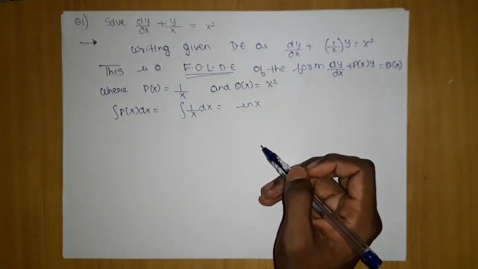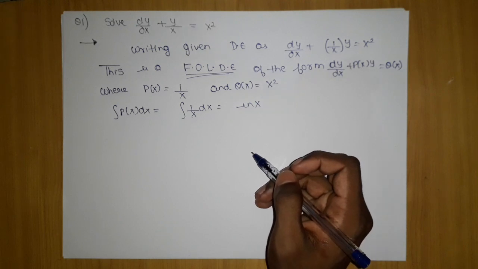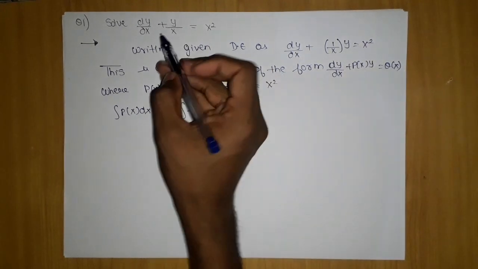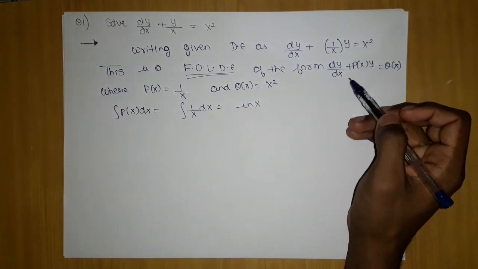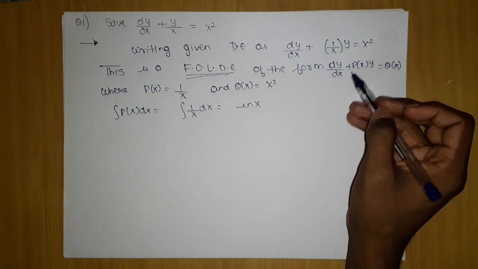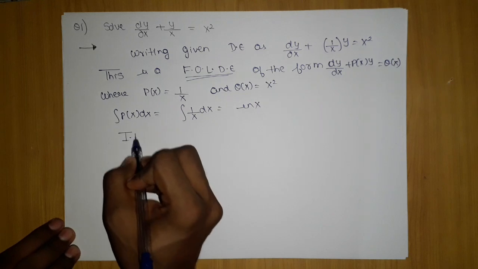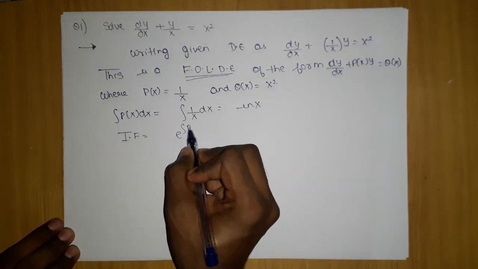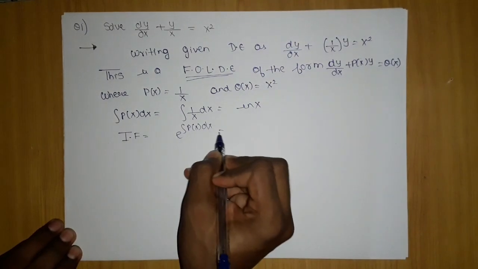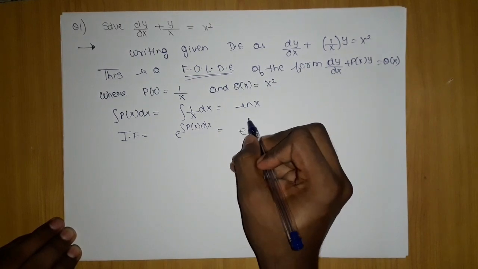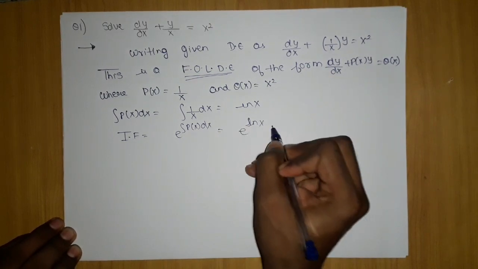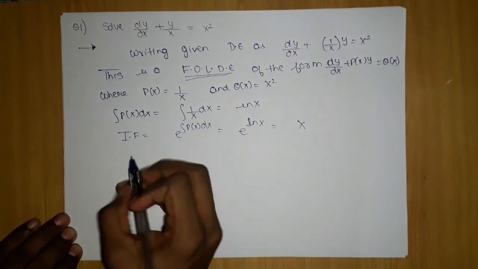How do we make out this step? You know the integrating factor is e to the power integral p of x dx. So we are going to calculate it first, then we are going to substitute it. Integrating factor is what? e to the power integral p of x dx. If you substitute, e to the power ln x will become x. So this is your integrating factor.